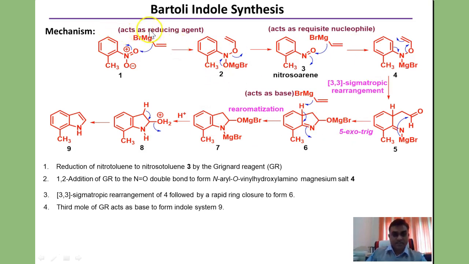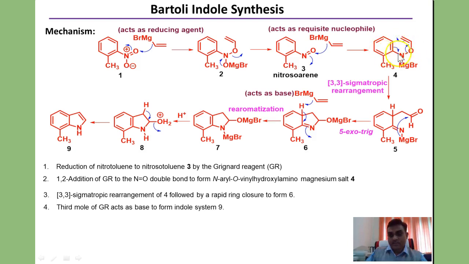In the first case, it attacks on this oxygen and we get a vinyl ether type of substrate, and this is decomposed. The vinyl alkoxy group is a very good leaving group, and here we get conversion of nitrobenzene to the nitrosoarene. So a reduction reaction occurs due to its reaction with the first equivalent of vinyl magnesium bromide. Then the second equivalent of vinyl magnesium bromide gets added across this N=O double bond, where the oxygen gets added to the vinyl group.